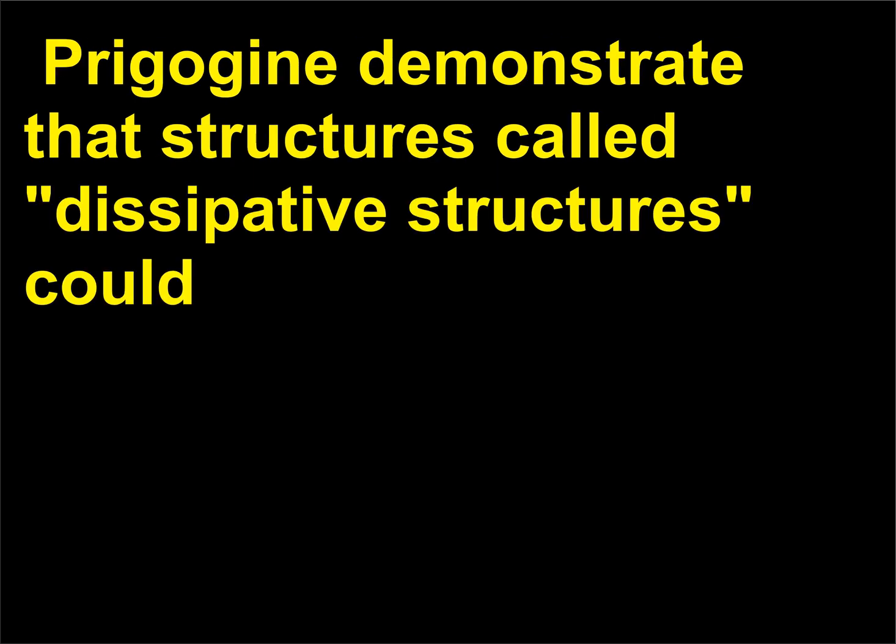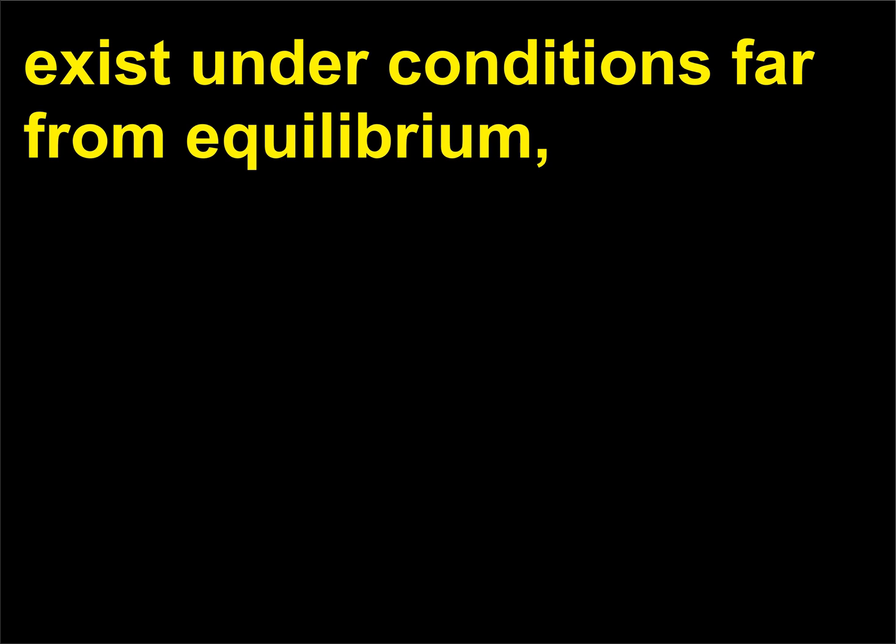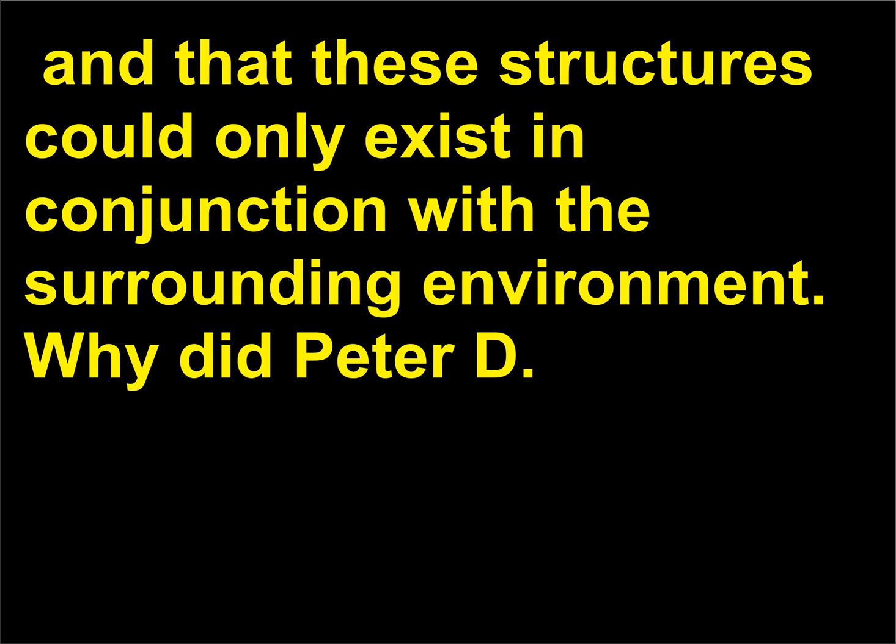Prigogine demonstrated that structures called dissipative structures could exist under conditions far from equilibrium, and that these structures could only exist in conjunction with the surrounding environment.